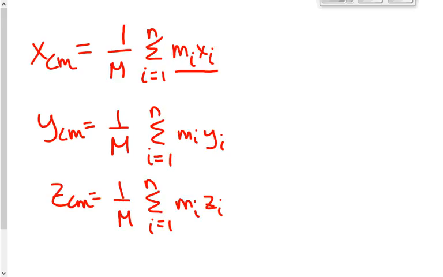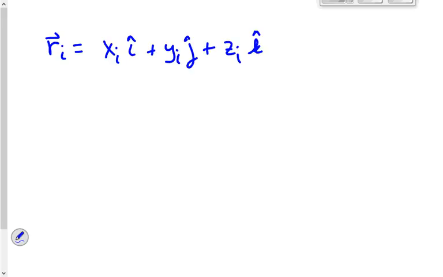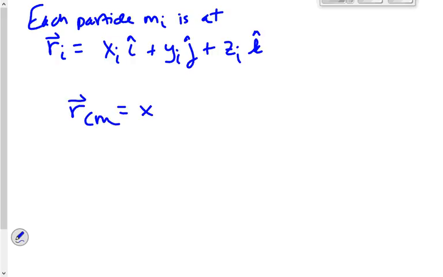Now, of course, because this is physics, I can turn this whole thing into a vector. So if I consider each particle to be at x_i i plus y_i j plus z_i k, then I can write the center of mass position vector as x center of mass i plus y center of mass j plus z center of mass k.